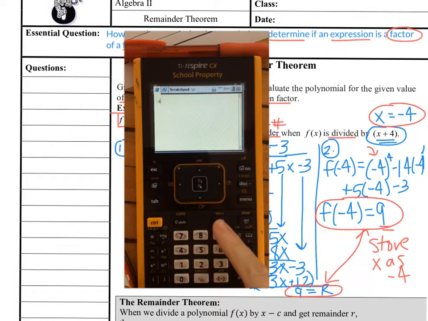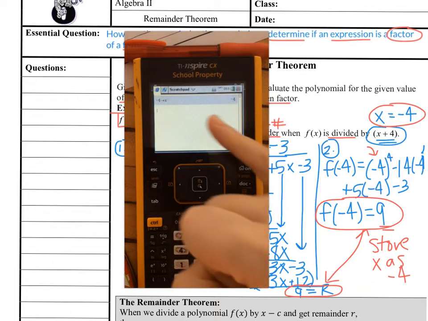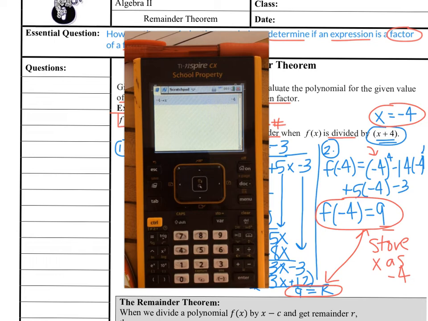And then see the button right here where it says STO right above the var key. You're going to hit Control var. That little arrow is going to pop up. And let's say we want to store it as X. So we're going to type in the letter X and hit enter. So once you hit enter, it has now stored. Anytime you type in an X, it's going to treat it as a negative 4.